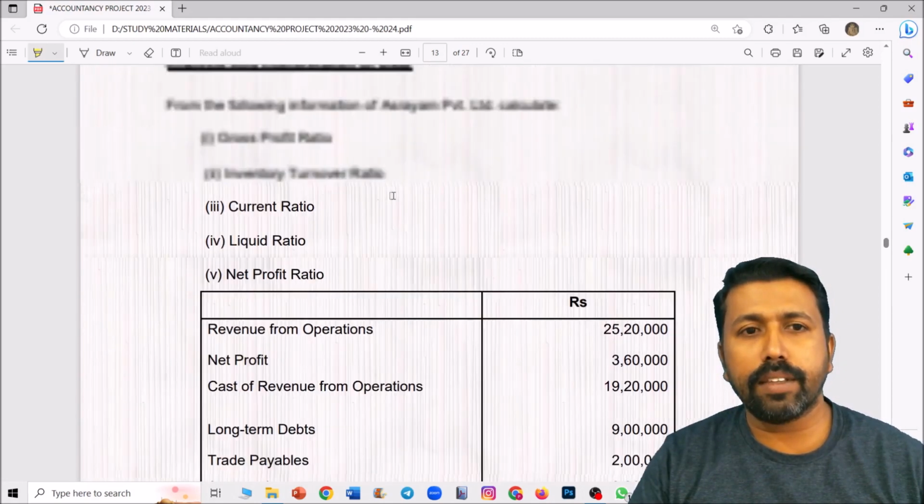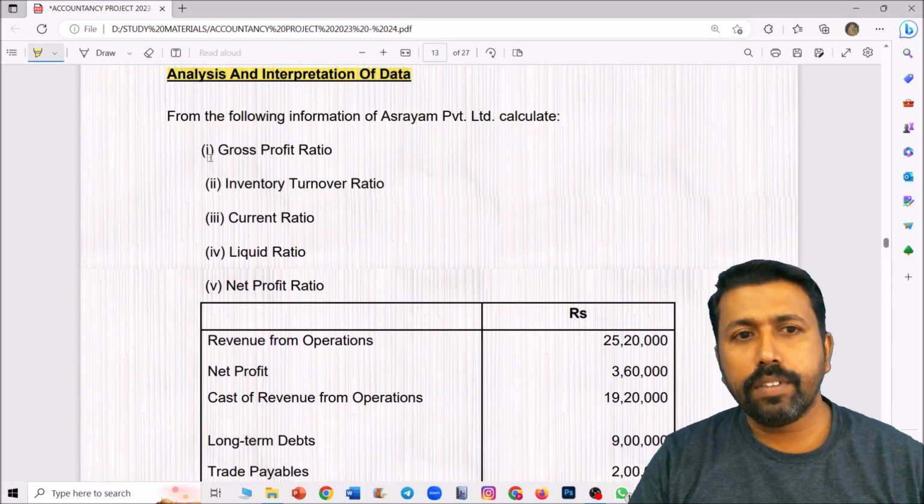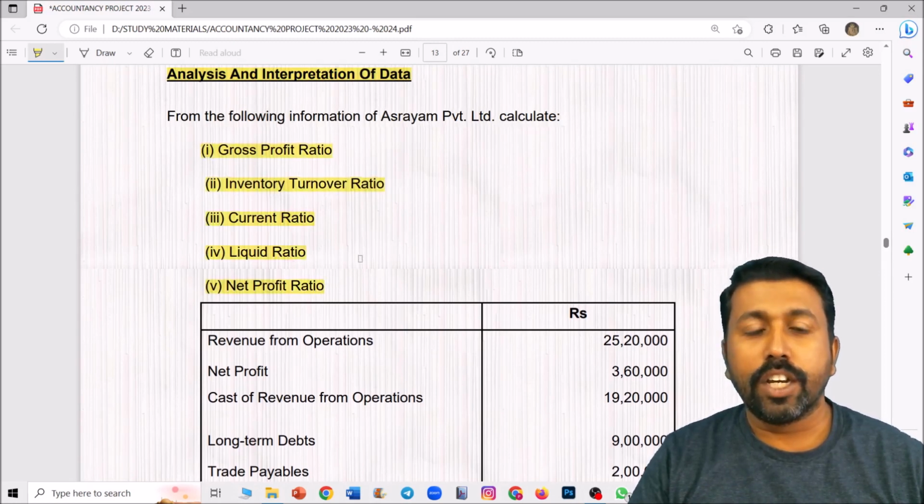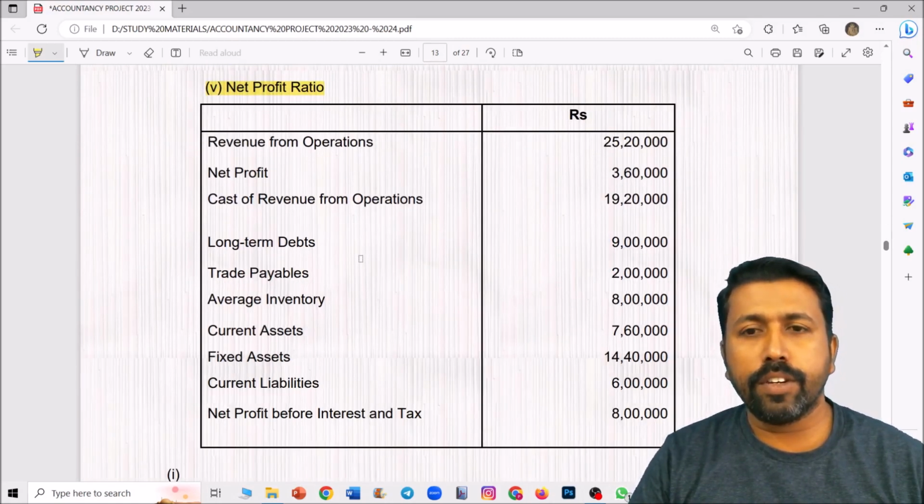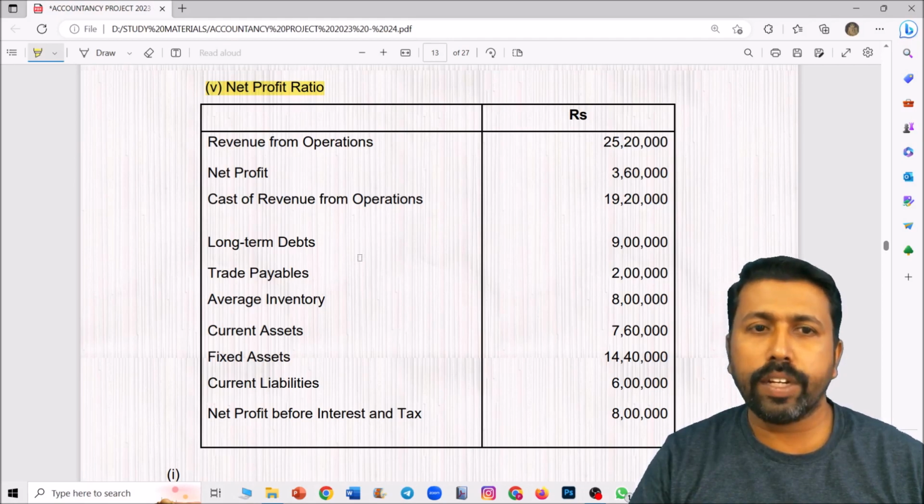and after that you can place the balance sheet. In this problem, 5 ratios are calculated: the gross profit ratio, inventory turnover ratio, then current ratio, liquid ratio, then net profit ratio. There is no particular criteria. You can choose a minimum of 5 ratios, maximum as many as you can bring from the balance sheet. So this is the information available regarding a firm, and based on that 5 ratios are calculated.